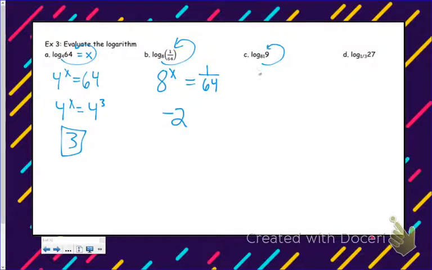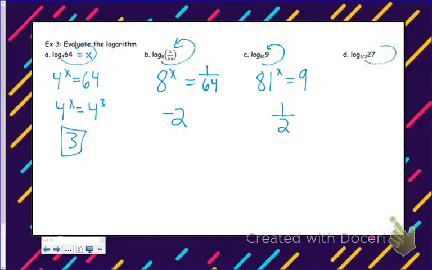C. Rewrite it. 81 to the x is equal to 9. In order to get from 81 to 9, this is probably one of the most missed questions. This very commonly comes up. A lot of people want to say it's -2. We are going to take the square root of 81, but remember, square root as an exponent is not a negative number. A square root is a fraction. So this is going to be the 1/2 power. So this is 1/2.